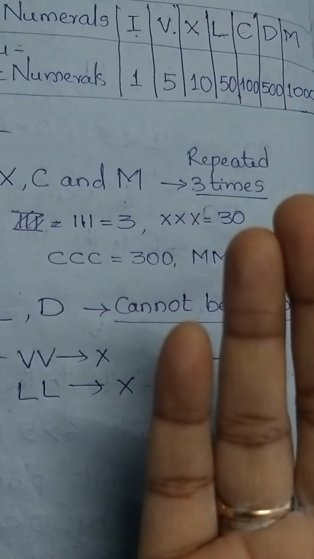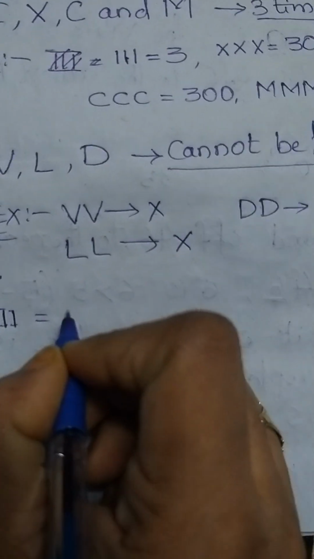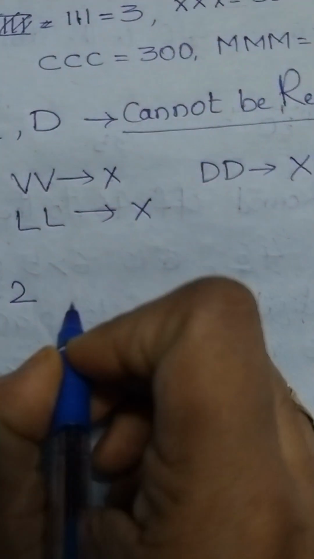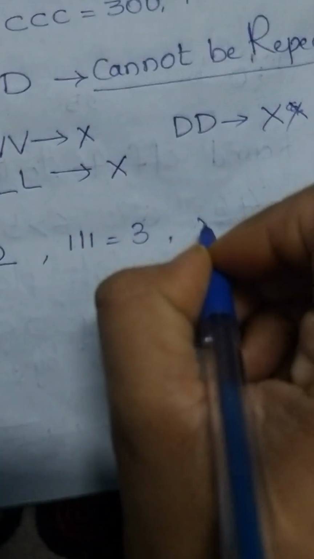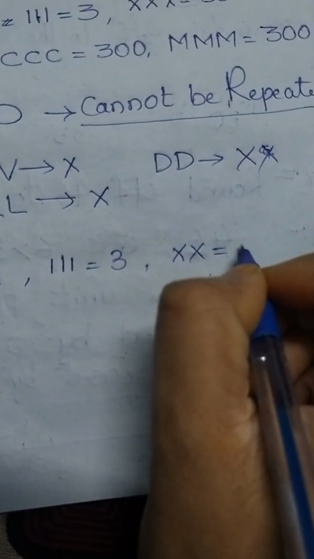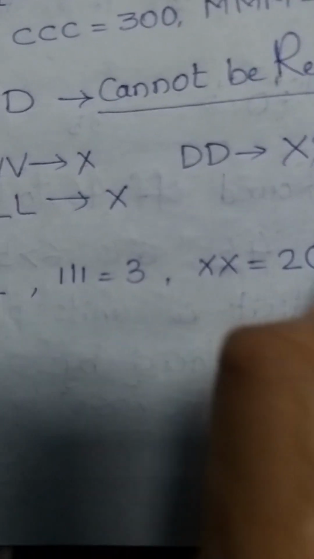Now the third rule: if a Roman numeral is repeated, we have to add the numbers. Like I repeated 2 times, we write it as 2. And I 3 times repeated, we write it as 3. Or X 2 times repeated, we write it as X means 10, so 20, like this.